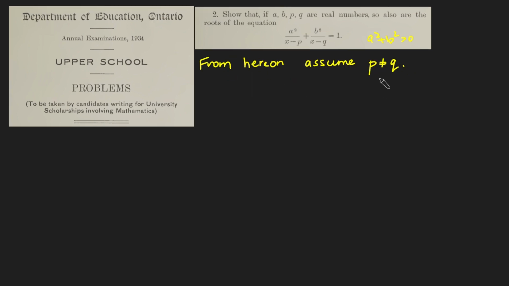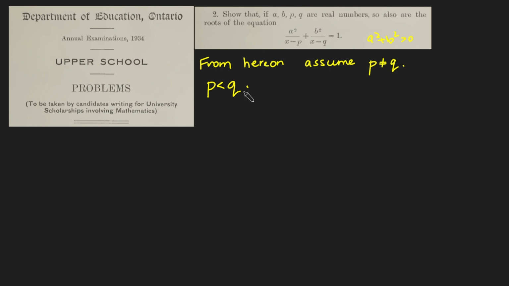So we're assuming p does not equal q. And so therefore one of the numbers out of p and q is bigger than the other. And because of the symmetry of this equation here, we can just assume that P is less than Q. So from here on, we're going to assume, without loss of generality, that P is less than Q.